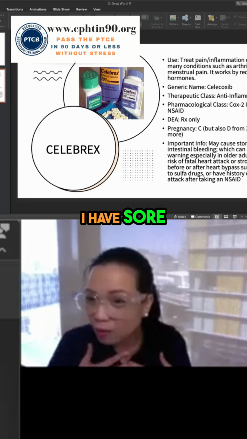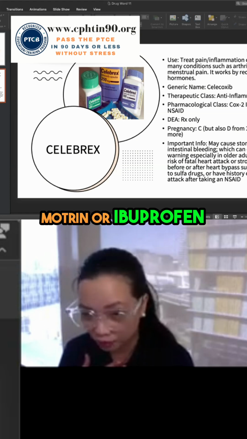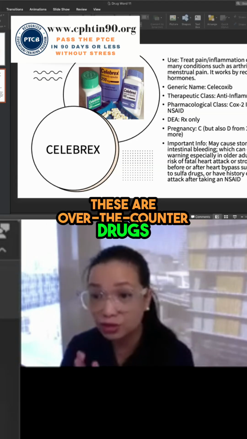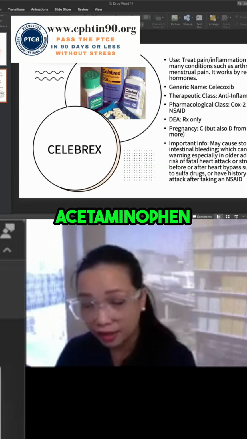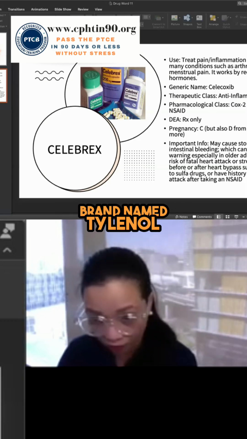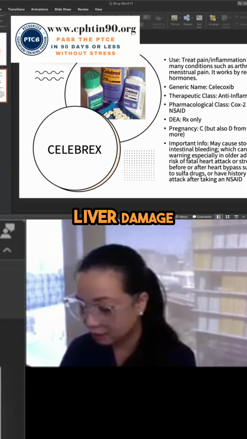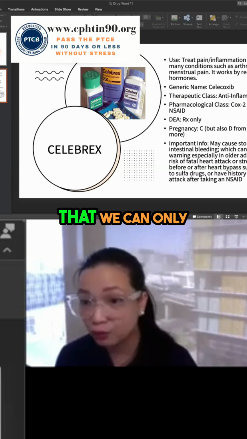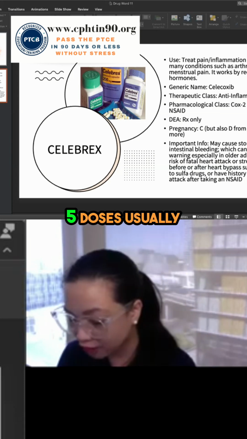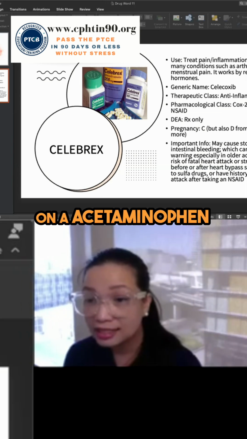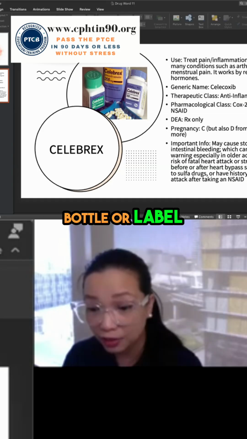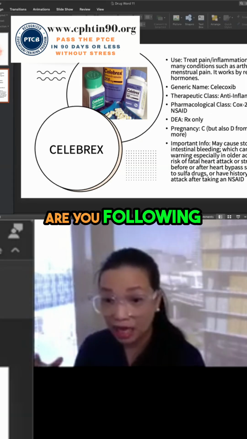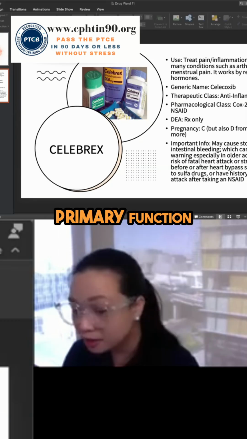So even if I have sore muscles or aches, I cannot take Motrin or ibuprofen, okay? There's a lot of information I'm going to tell you right now, okay? That's very important. These are over-the-counter drugs, but it is very important that you know them. Acetaminophen, paracetamol in other countries, brand name Tylenol, okay? The side effect is liver damage, okay? Liver damage. That's why there's a maximum amount that we can only take per day. No more than 5 doses usually is what you'll see on an acetaminophen bottle or label. No more than 5 doses because of its side effect of liver damage. Are you following? I'm on Tylenol right now. I'm on acetaminophen right now.